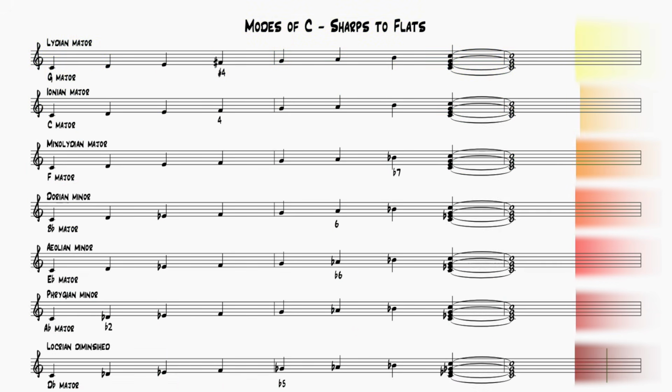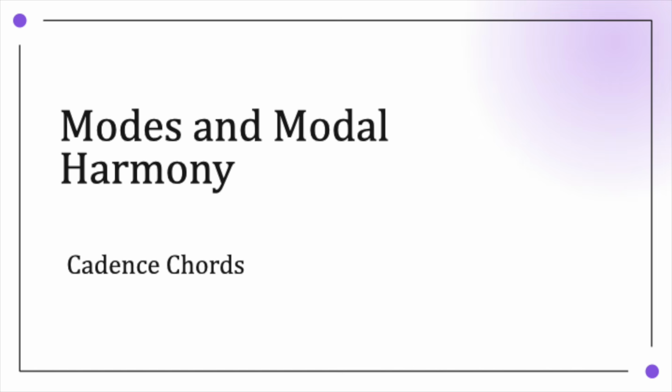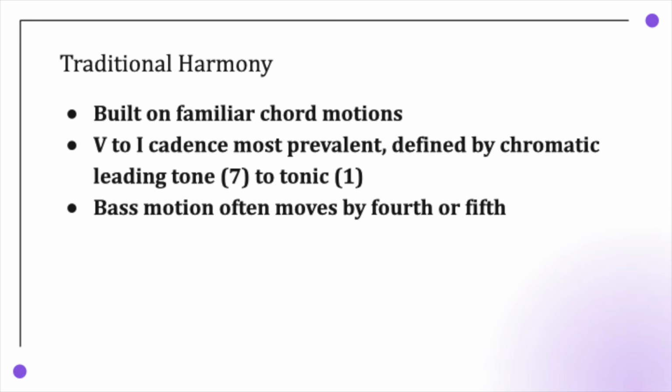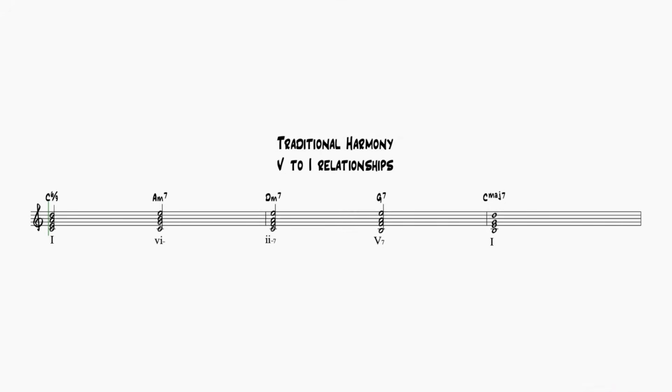Now that we have a system for organizing our modes, how do we use modes to create harmonies? Traditional harmony is usually based around expected chord movements called cadences, with the 5-to-1 cadence being the most important. The 5-to-1 relationship is largely defined by the leading tone a half step below our tonic. Bass motions tend to move in fourths or fifths.